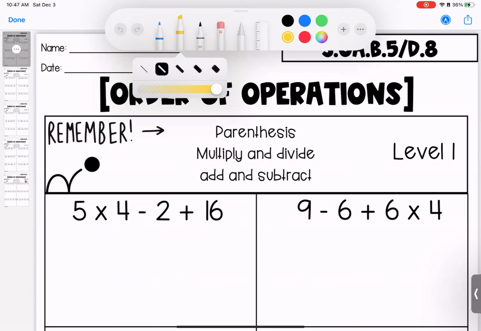Now, remember, the first thing that we're going to do is parentheses. Exponents would come next, but for our purposes, we are not doing exponents yet. That's something that you're going to pull into your work in fifth grade.